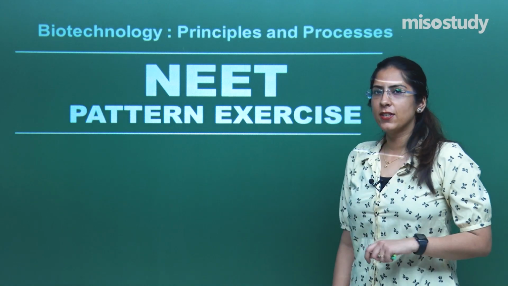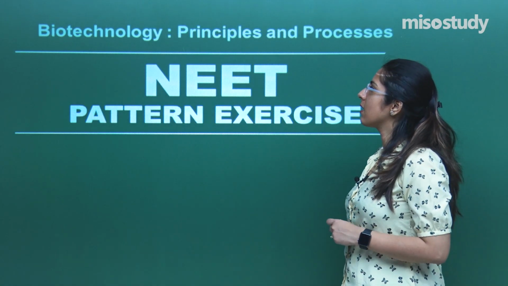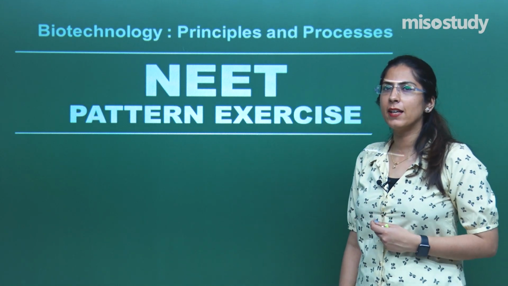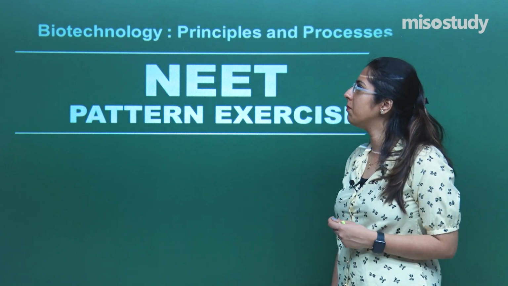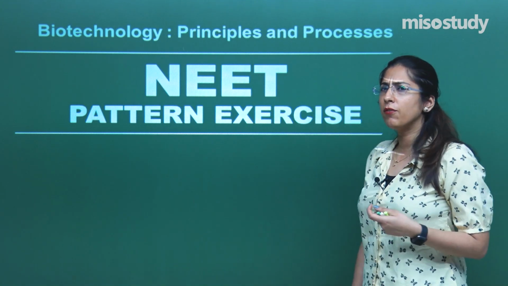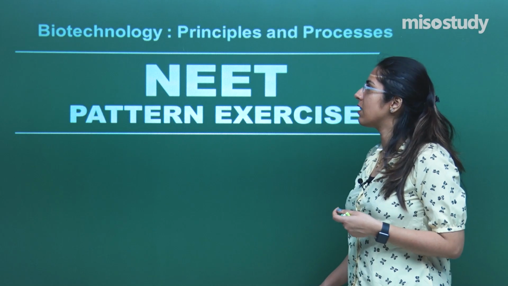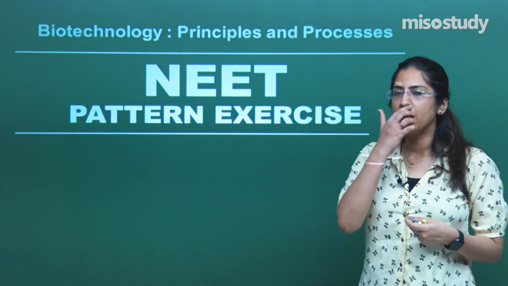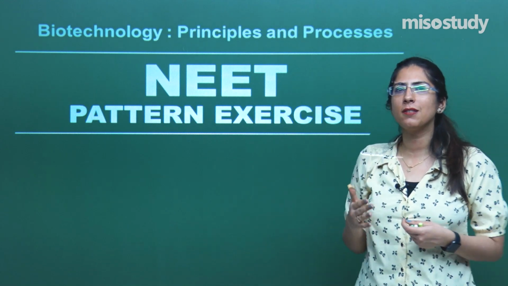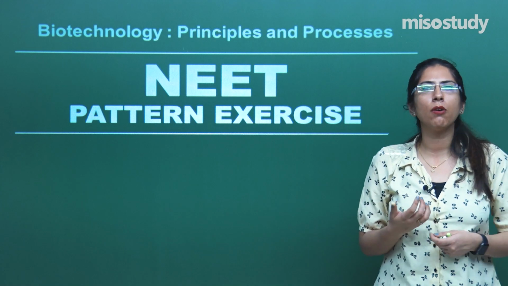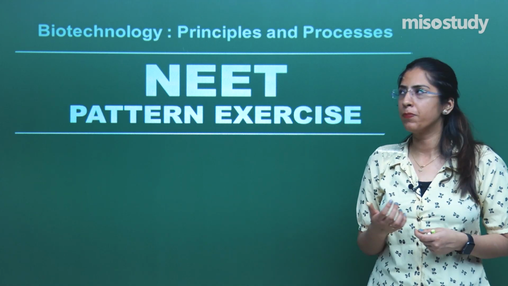So in today's session, we will be discussing some questions which are important for your NEET exam, and basically we will be focusing on the chapter Biotechnology Principles and Processes. Let me give you one brief introduction regarding this chapter. In this whole chapter, we have discussed the different processes by which the recombinant cell is produced. We know how recombinant insulin is produced.